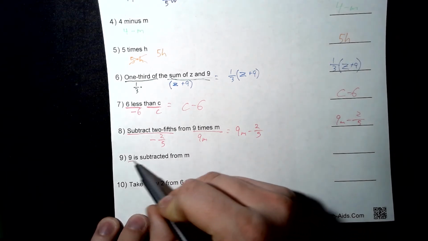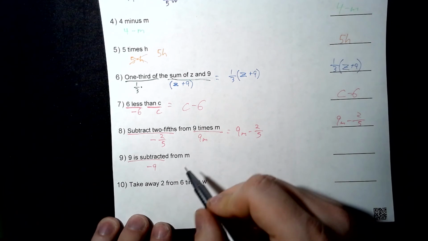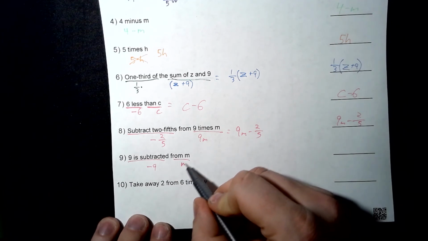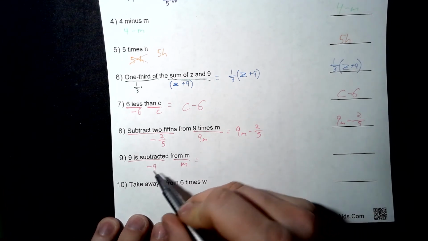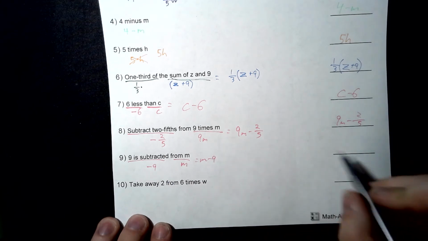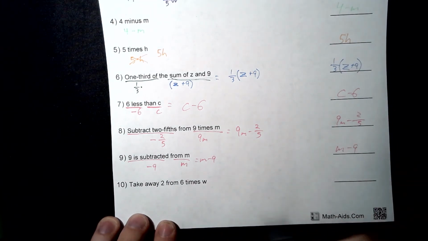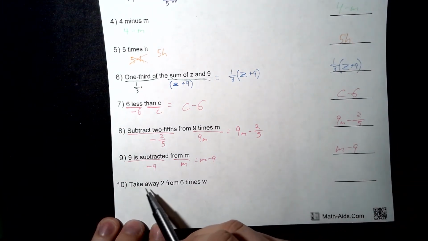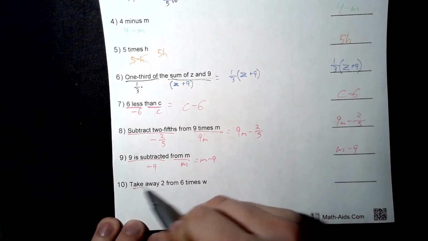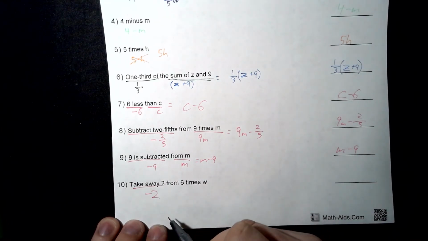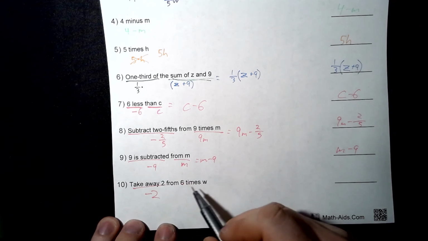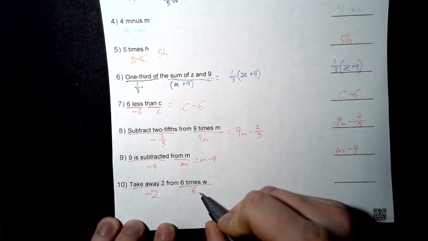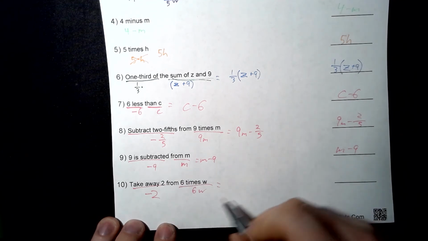Number 9 says 9 is subtracted from m. Okay, 9 is subtracted. Cool, minus 9. From m. Well, this is going to be m minus 9. And finally, number 10, take away 2. Okay. Take away 2 from 6 times w. Wrong order again.